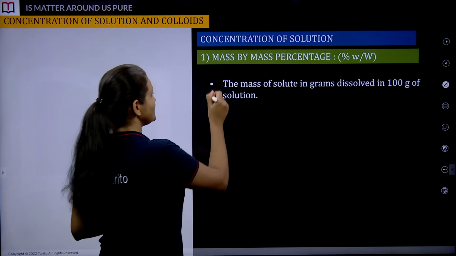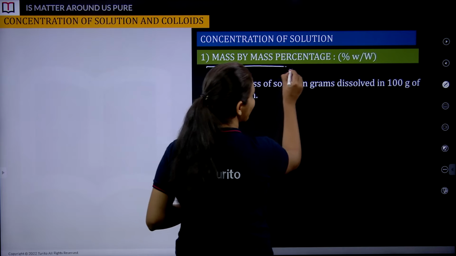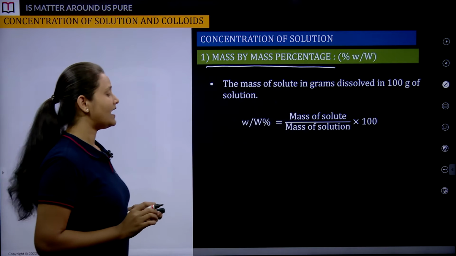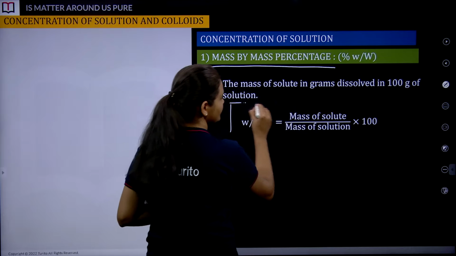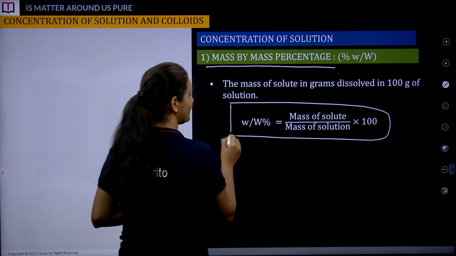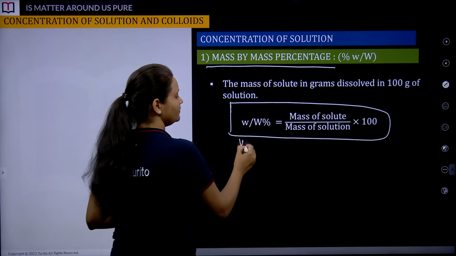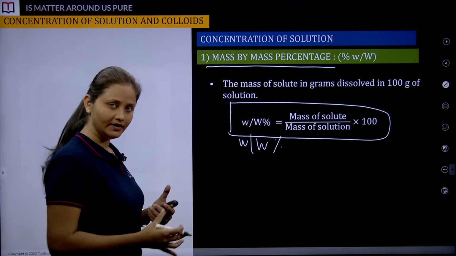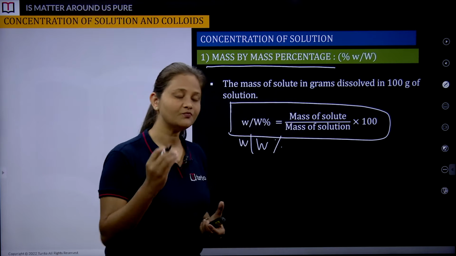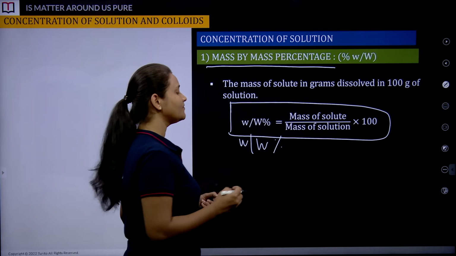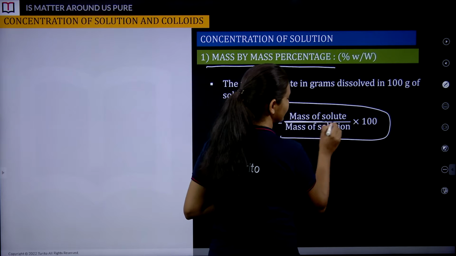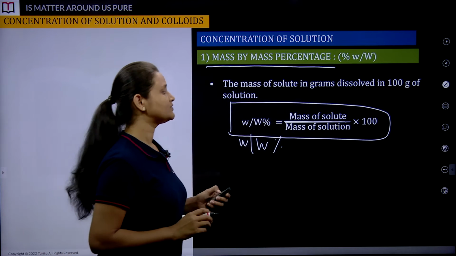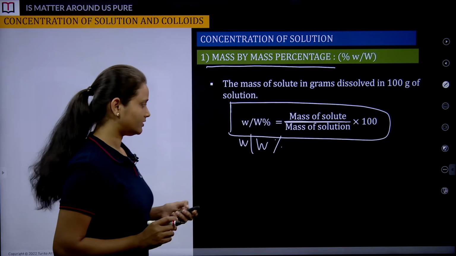First, the first term was mass by mass percentage. What was it? Mass by mass percentage. And how do we calculate the concentration for this? This is the chemical formula. See, W by W percentage. We are calculating this concentration in terms of percentage. All right. So we are having mass of solute divided by mass of solution into 100. Correct. And based on this formula, we have solved one numerical, right?